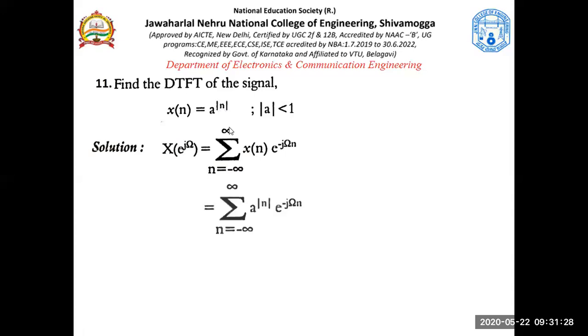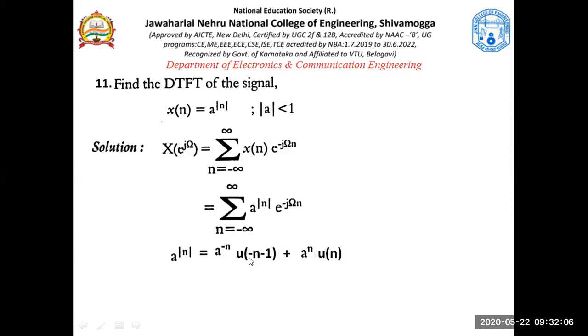So let's substitute this here. Now what is this a power magnitude n? I told you this n should have all the negative values and the values starting from 0 to infinity. When this assumes a negative value, this particular signal would be ranging from minus infinity to minus 1, because it's all negative values of n. Which is the signal that exists as 1 from minus infinity to minus 1? That is this.